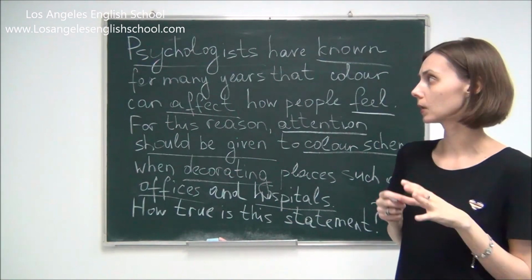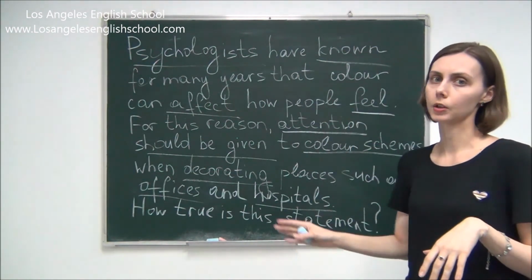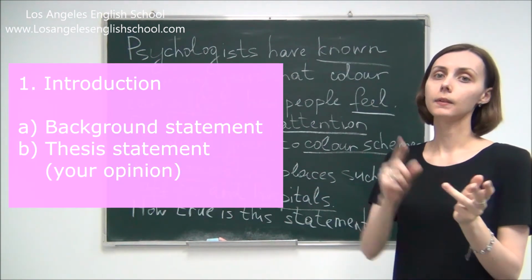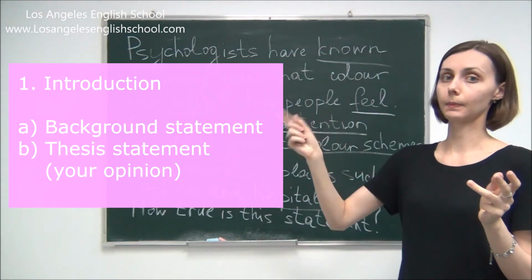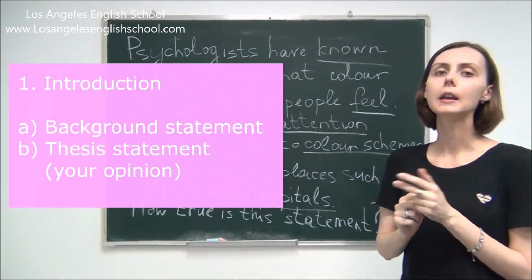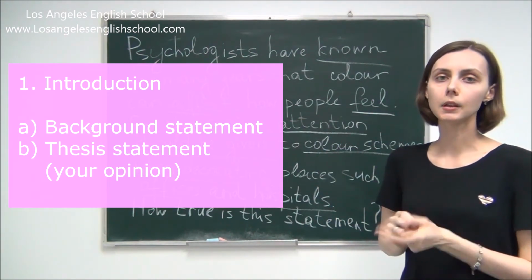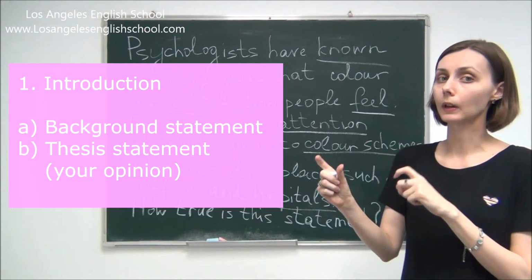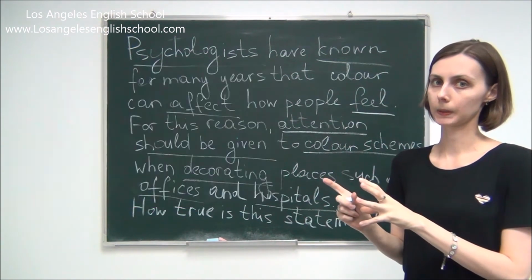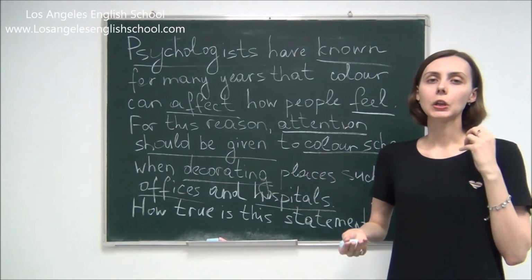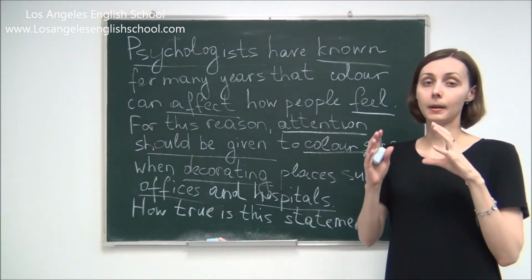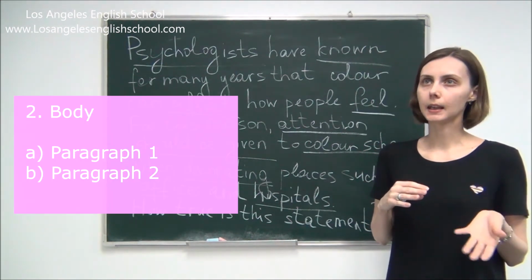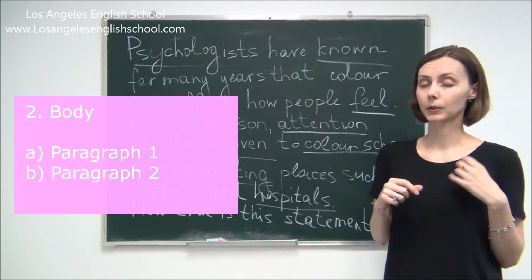So this is actually your introduction. Don't forget, your introduction should contain A, the main statement that you just paraphrase, and secondly, the thesis statement, it's your opinion, what you think, and the main idea of your essay, what you are going to write about. So the next step is you need to write your body. The body of your essay may contain at least 2 paragraphs.